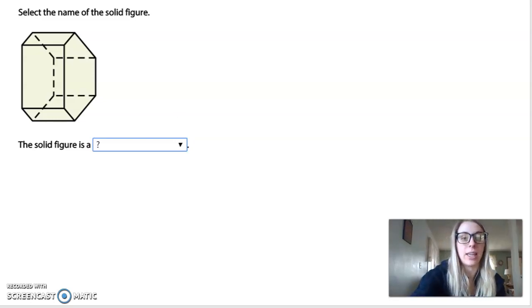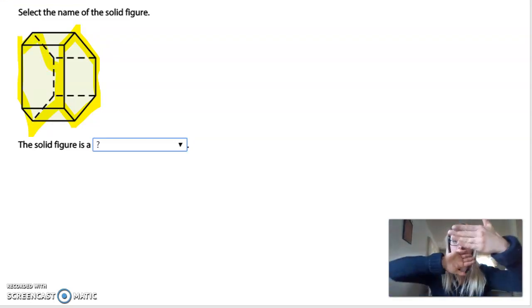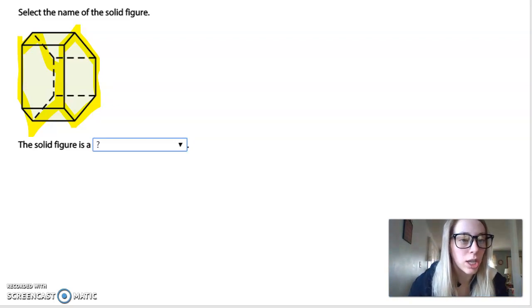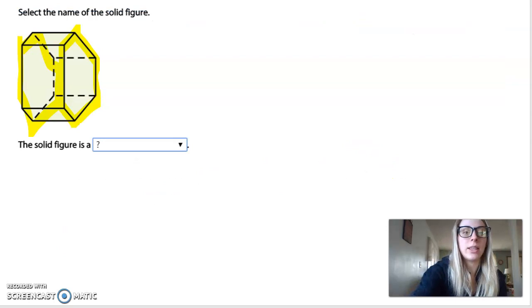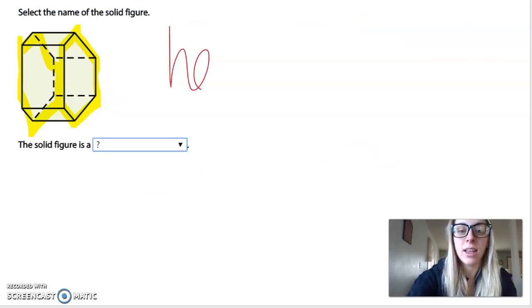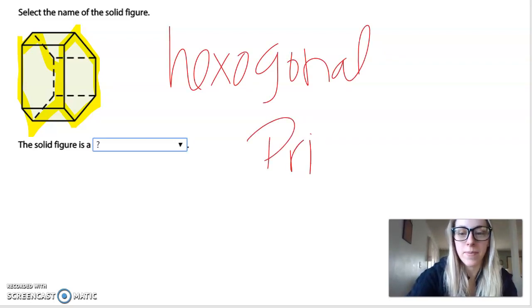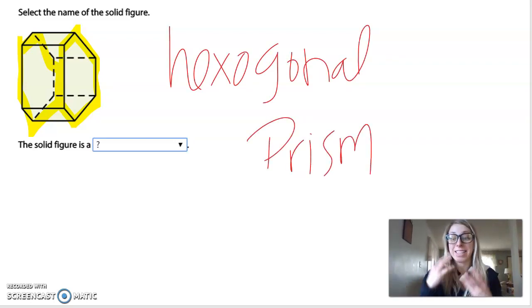Let's count the sides together. 1, 2, 3, 4, 5, 6. Bottom, 1, 2, 3, 4, 5, 6. With those lateral faces, we have a sandwich. So I know it's a prism because it's a sandwich. 6 sides. Going back to my chart here, I know 6 sides is a hexagon. So the name for this figure is hexagonal prism, because it has 6 sides.